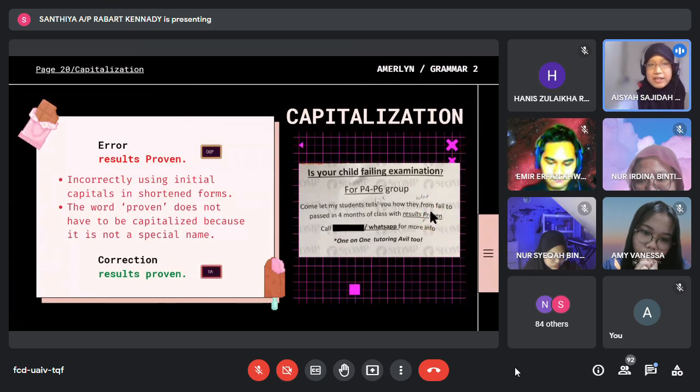P becoming a small letter. So they are incorrectly using initial capitals in shortened forms. The word proven does not have to be capitalized because it is not a special name. Next slide, please.